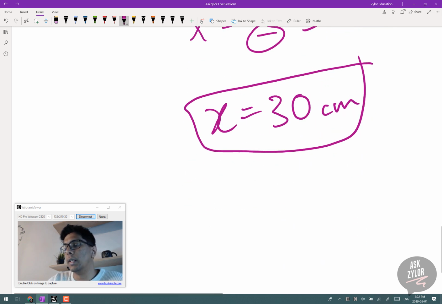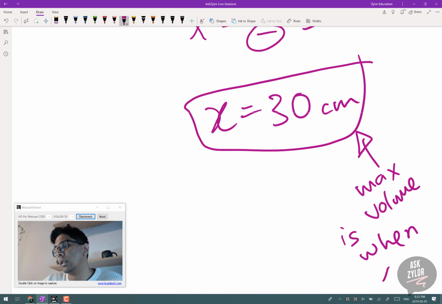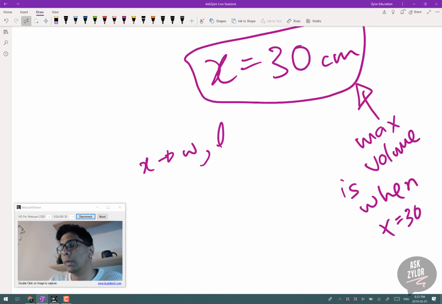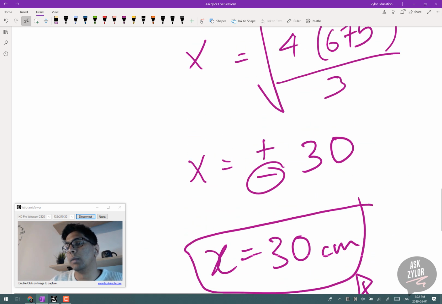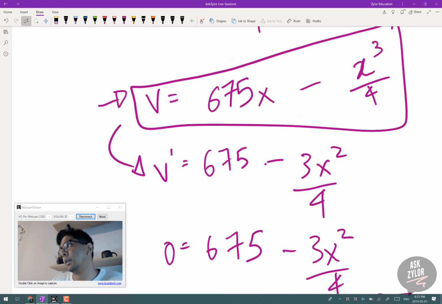So what we found is the maximum volume is when x is equal to 30. Right? We also know x is the same as width and length. So my width and length for my dimensions for the box have 30 centimeters as the length and width. What I'm going to do next is they ask me to find the maximum volume, right? So they're not asking me for the dimensions. So what I'm going to do is take this 30 and plug it back into my volume equation, which was originally back here before we differentiated it.